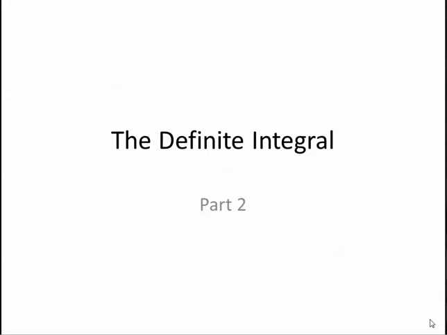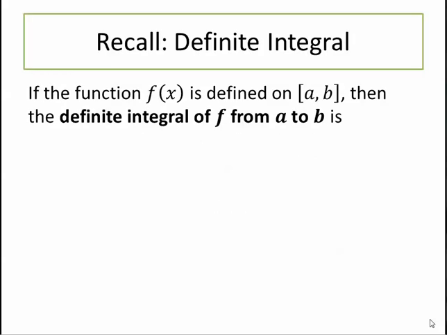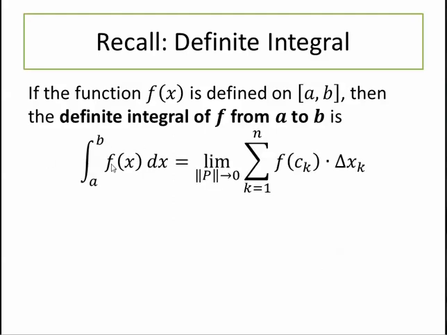The definite integral. Let's recall the definition of the definite integral. If the function f of x is defined on the interval [a, b], then the definite integral of f from a to b is equal to the limit, as the norm of the partitions goes to 0, of our Riemann sums, provided the limit exists.